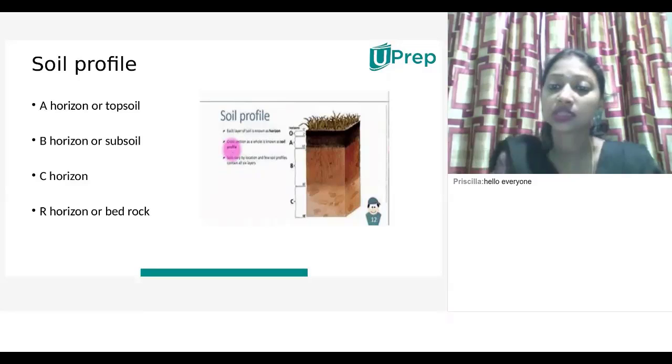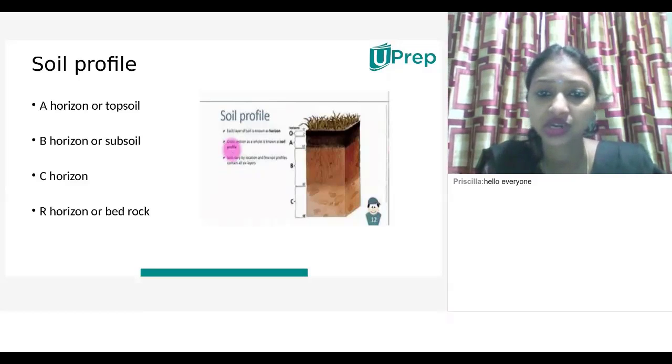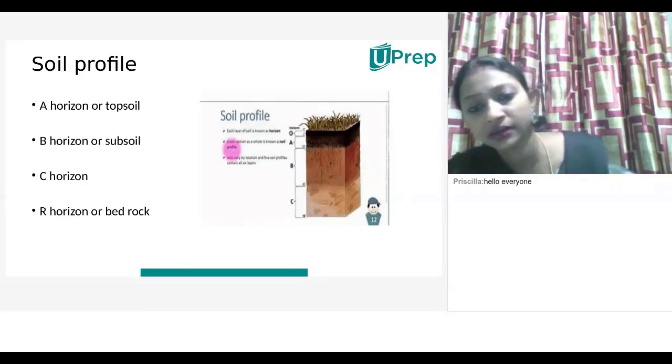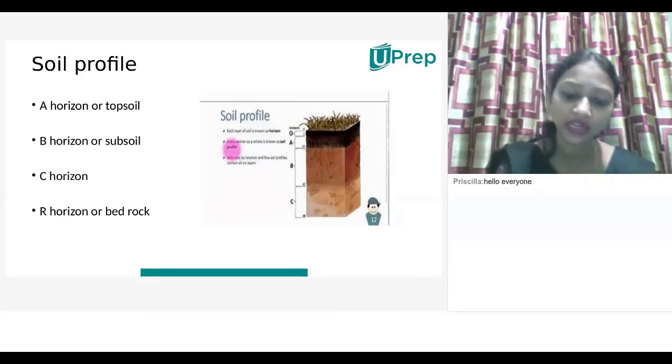So next, this is the new concept from the last session, it's nothing but soil profile. What do you mean by soil profile, children? The layers of the soil. Soil profile is nothing but the layers of the soil.